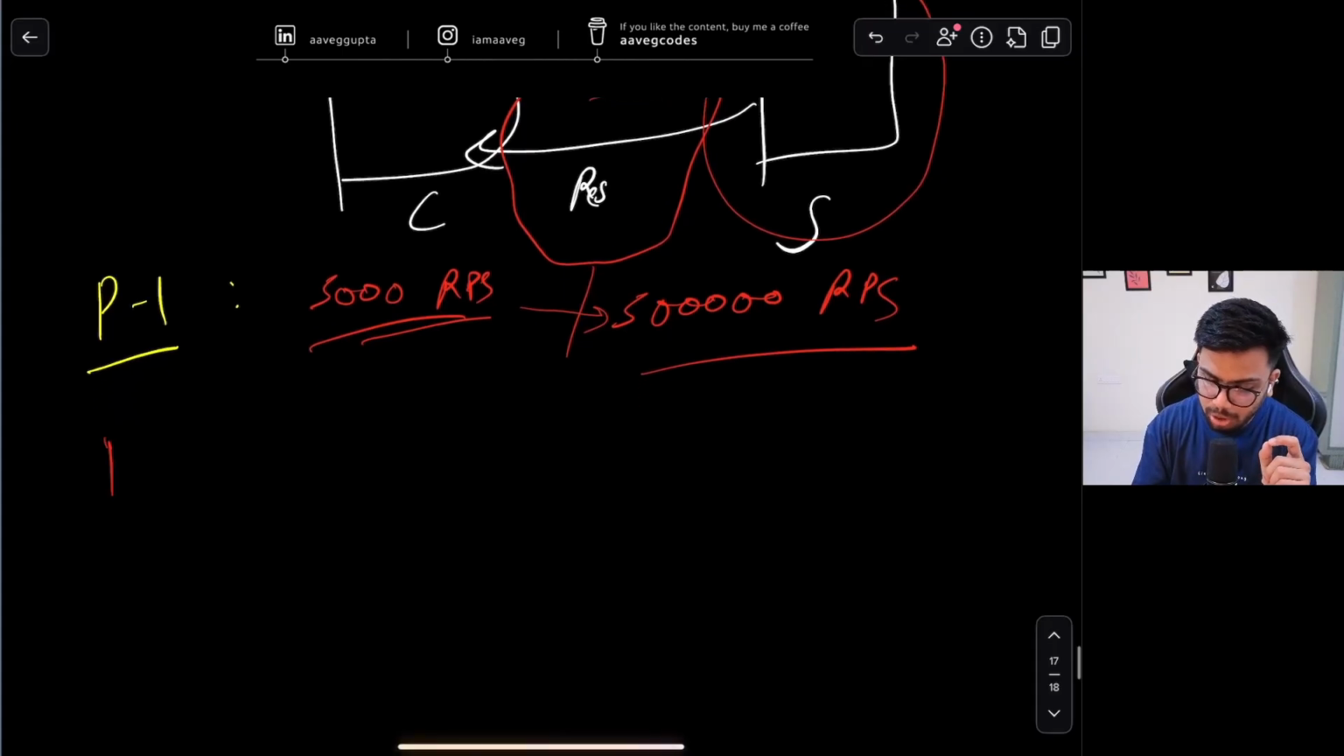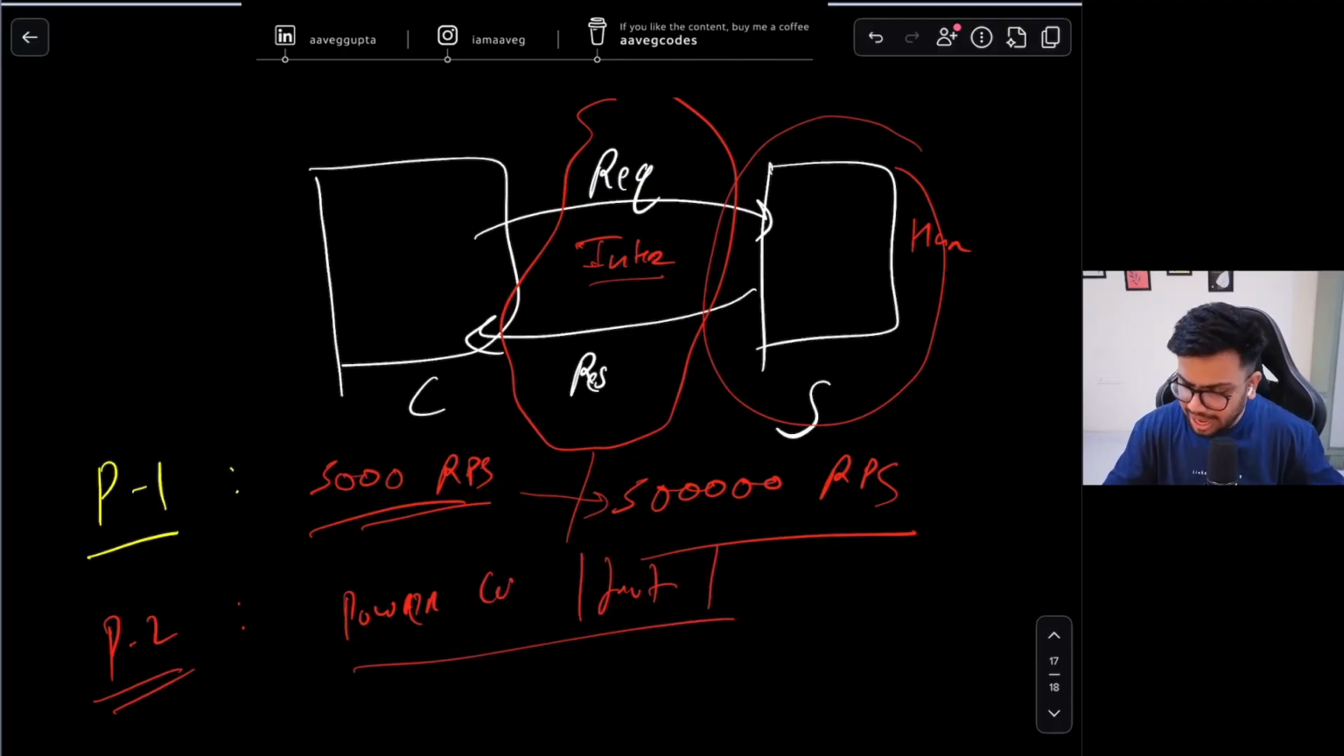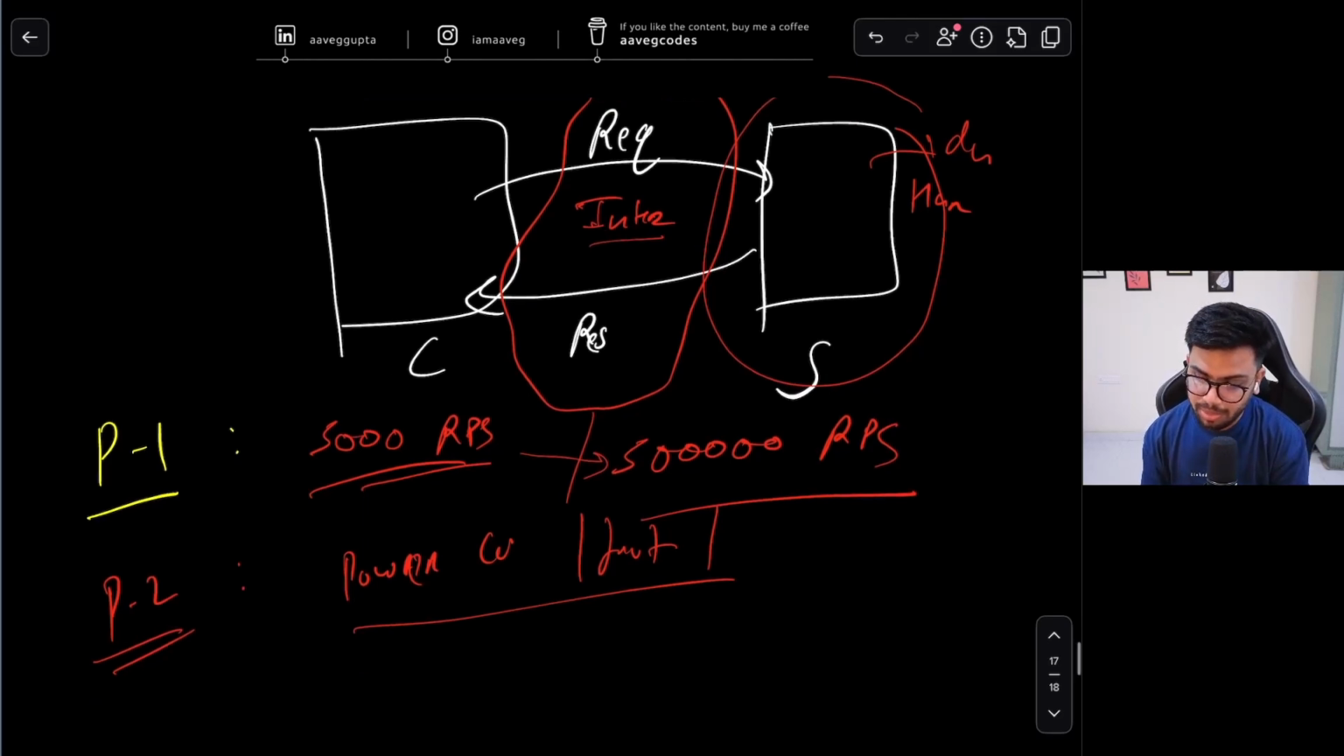What was problem number two? Let's say you only have one server right now, but the server is also hardware. Now imagine you have a power cut, or something happens to your hardware. Because you only have one server, if it goes down, your whole application goes down. No user can access your application because the server which is able to answer those requests is not available. So this was problem number two.